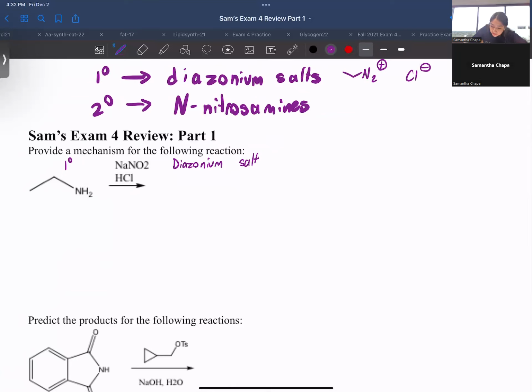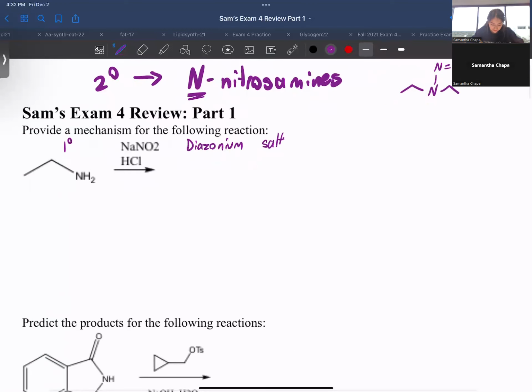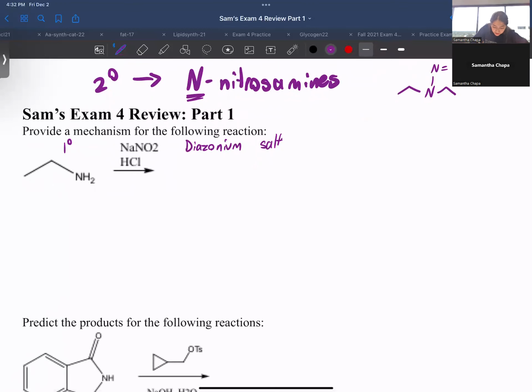For N-nitrosamines, this is a simple N-nitrosamine. On your nitrogen, I have a nitro group, I'm sorry, a nitroso group. Okay, for this one, I'm already going to draw my product so we know what we're working towards. My diazonium salt: keep all my carbons constant, and I'll just add chloride to neutralize the charge. Okay, but let's start with the mechanism.